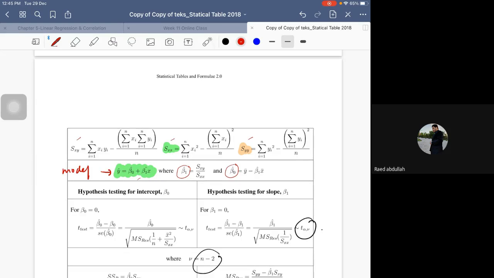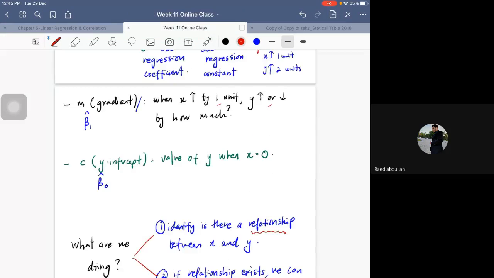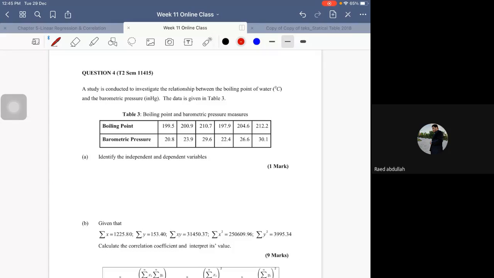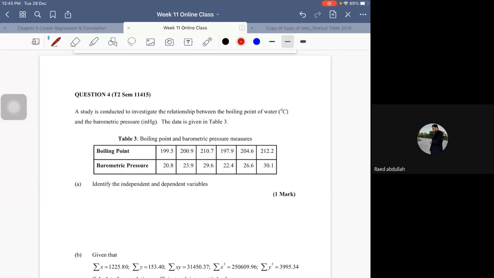Okay, I'm not going to explain everything in detail because I believe that you have already watched the YouTube videos, Stats YouTube, for chapter 5. So now I'm going to start with the calculation for this particular problem right here. This is actually a test 2 question. Previously we used to have test 1 and test 2, but we no longer have this. We only have 1 test for now. Previously this used to be assessed in test number 2. So this is from semester 1, 14-15.